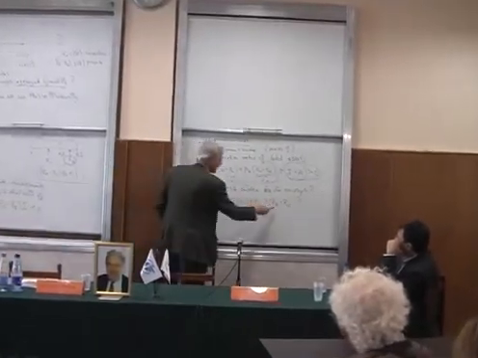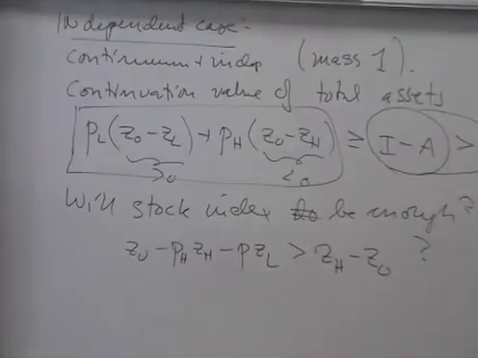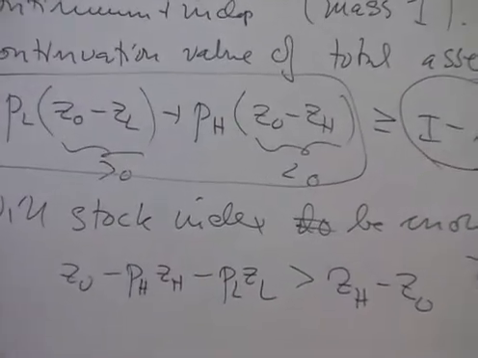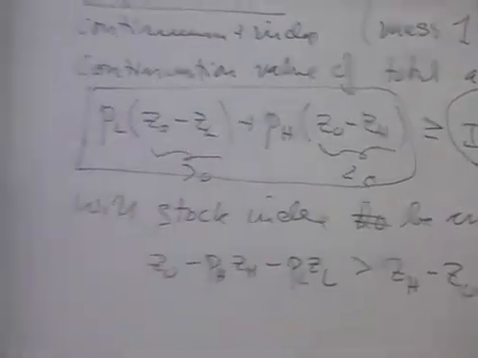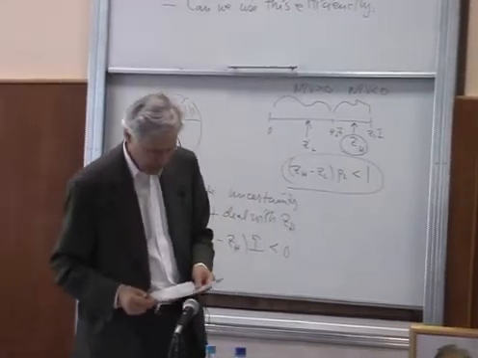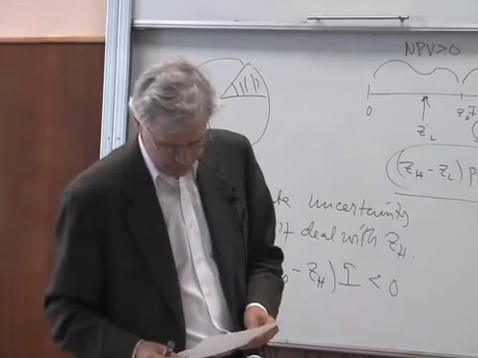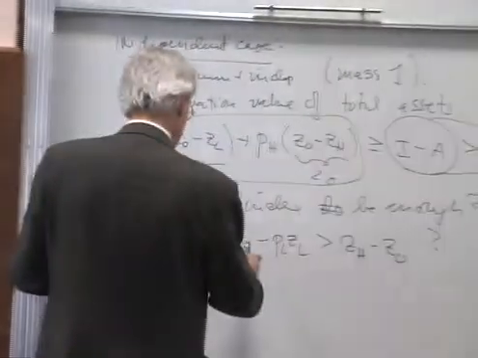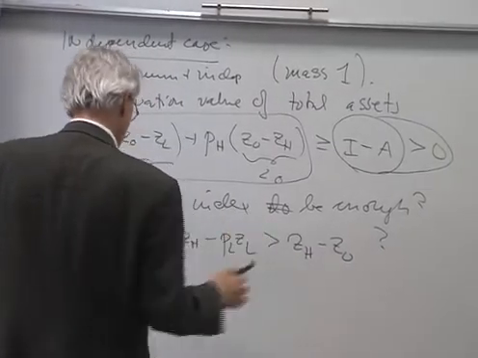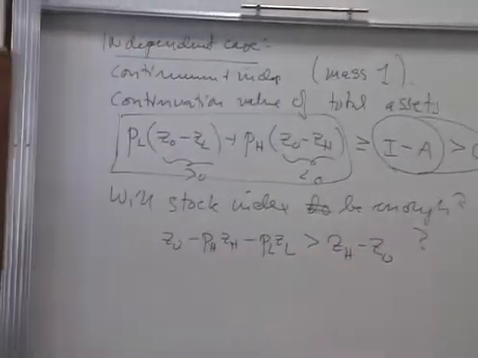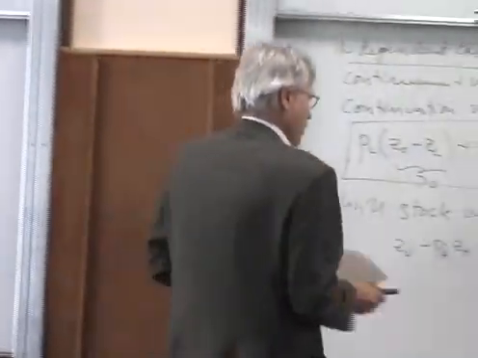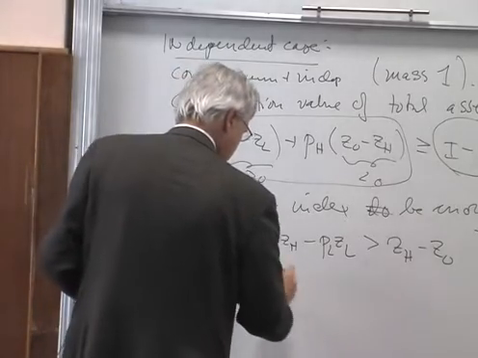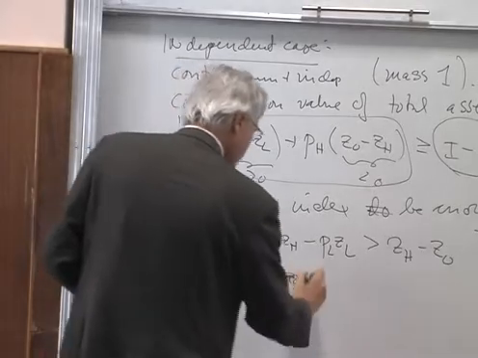So this is what they need. Am I missing a PL? So Z0 minus CH. Let me just see. C0 minus PH times CH minus PL, CL. I have dropped the i's, so CH minus Z0. Yeah. And the answer is that this could be possible. Could be. Could not be or may not be satisfied.